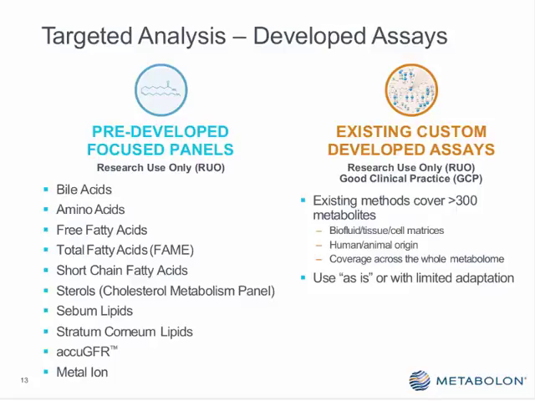At this point, we cover over 300 metabolites that we have worked on in various matrices, biofluids, tissues, human, animal, whatever the case may be, coverage across really the whole metabolome at this point. Occasionally, you can use these as is or with limited adaptation, again, if you're trying to switch from one species to another or different matrices.